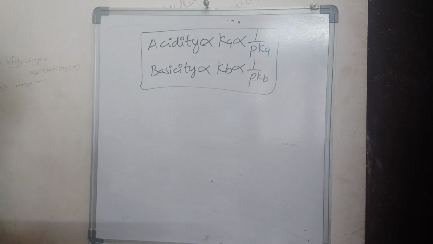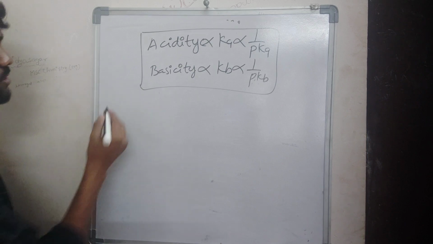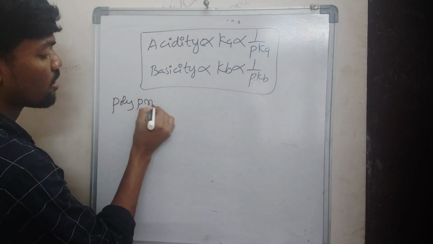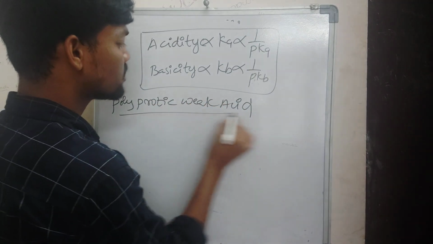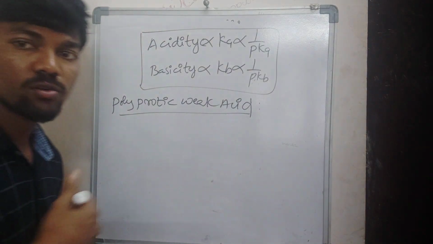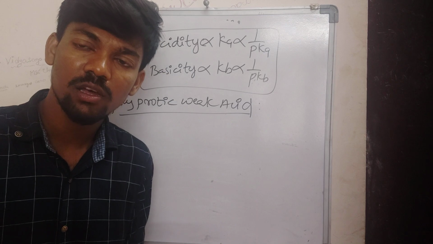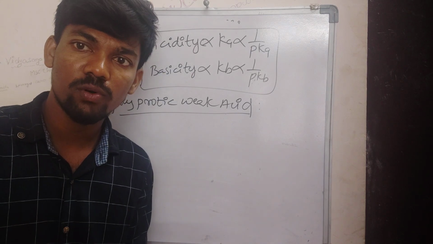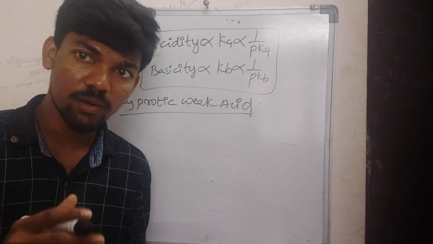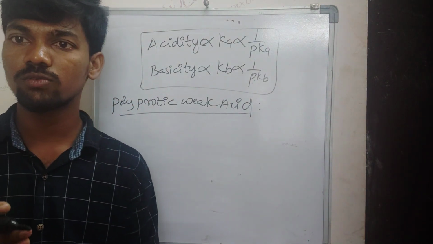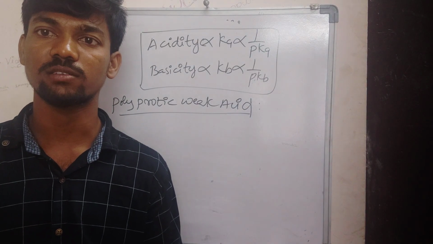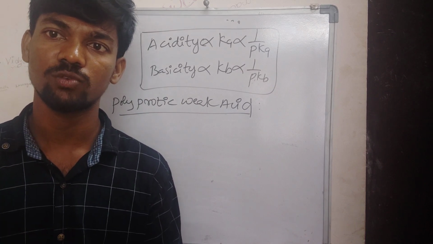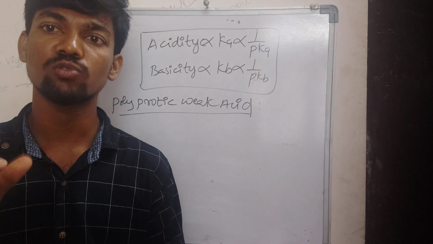So what is the next one? Polyprotic weak acid. Polyprotic means more than one proton will be released. What is an acid? An acid is a compound that gives H plus ions easily. It should not be difficult. If it gives hydrogen ions easily, it is a stronger acid. If it gives them with difficulty, it is not such a strong acid.